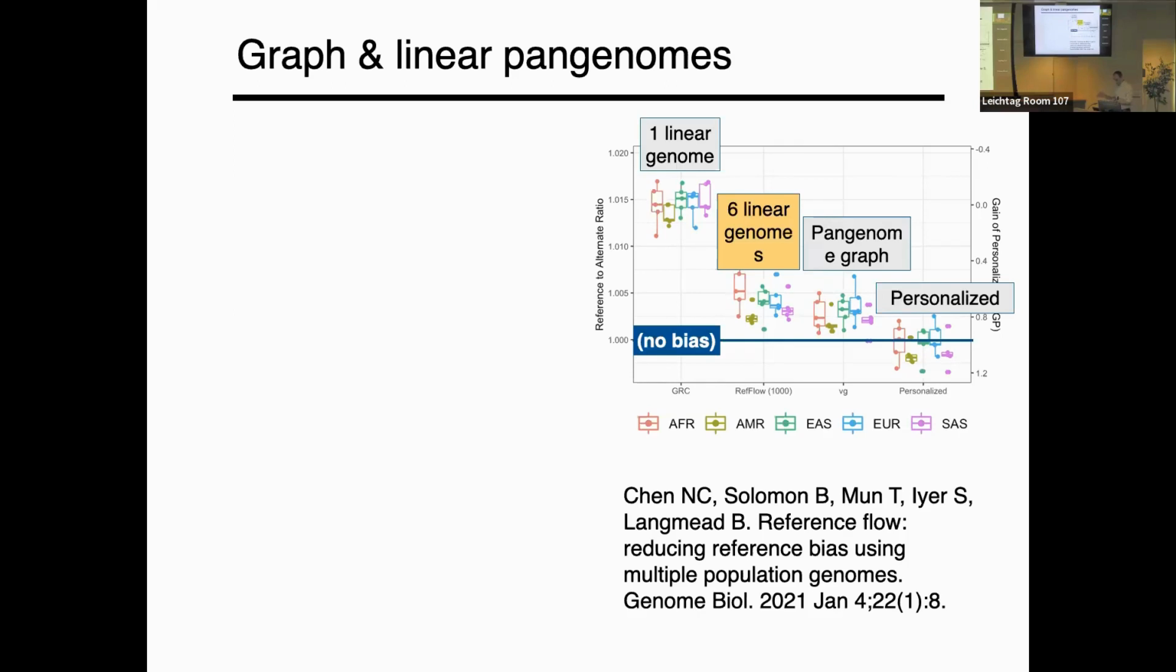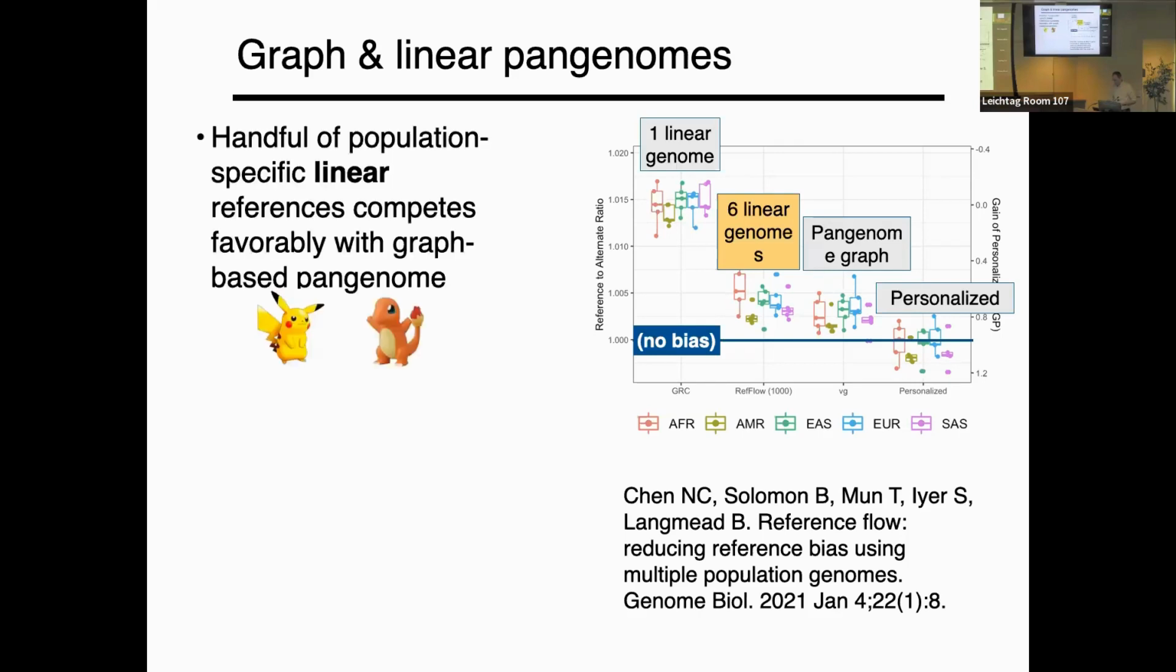And then again, personalized. As always, personalized does best, right? So that had exactly the alleles from the donor individual. But surprisingly, even just a handful, 6, I'm going to call that a handful of linear reference genomes actually competed very favorably with the much more complicated and at the time slower and using more memory graph pan-genome approach based on VG. So I thought that was remarkable.